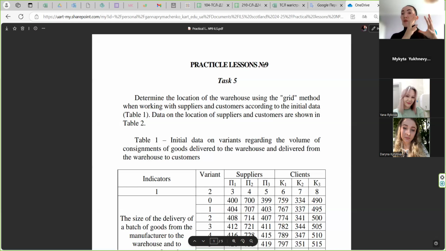So we have some company which produces some materials, for example, and we need to deliver these products from this company to the warehouse and from the warehouse to our customers. So we need to do it today and to calculate all costs and all distances also.